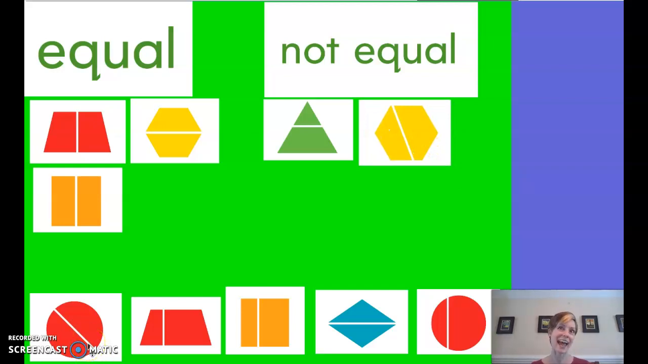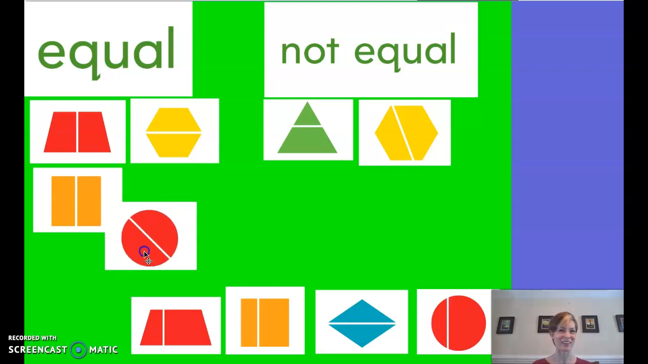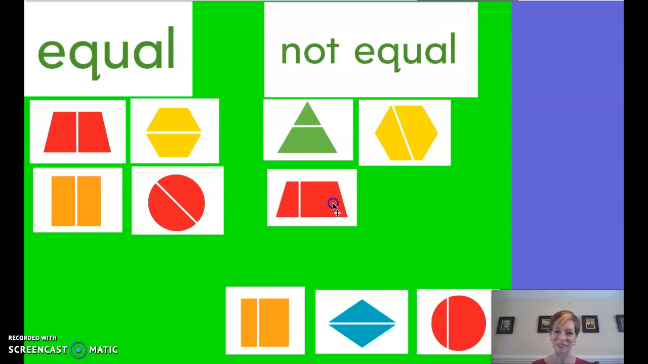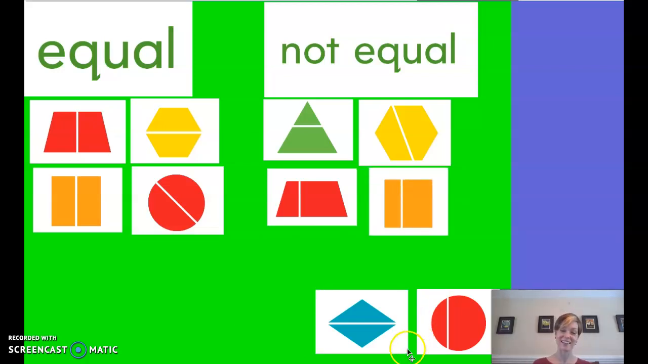This circle has been cut diagonally. What do you think about those two pieces? Equal shares? You know it. Let's put it over here with our equal shares. What about this trapezoid? This is like the mean trick that an older brother would play on you, where he'd cut it into two pieces and say, oh, this is your piece, and this is my piece. You'd say, nice try, older brother. Those are not equal shares. We're going to put it over here. What about this rectangle? Same size? Definitely not. We're going to slide this over with our not equal shares.